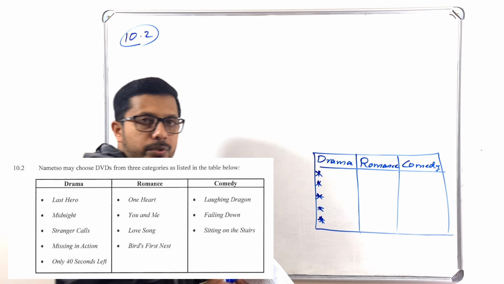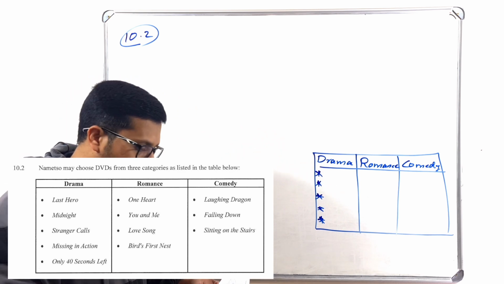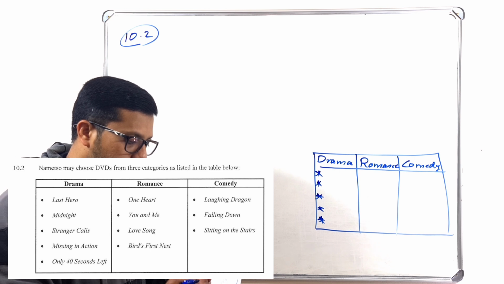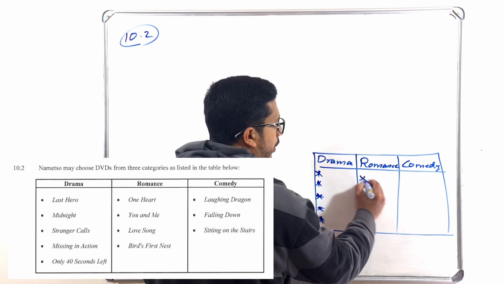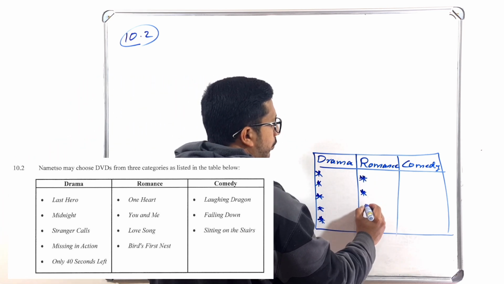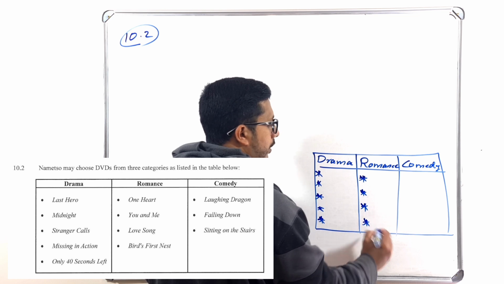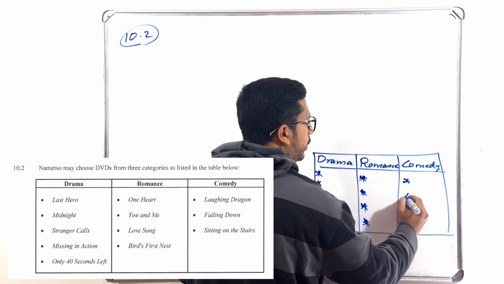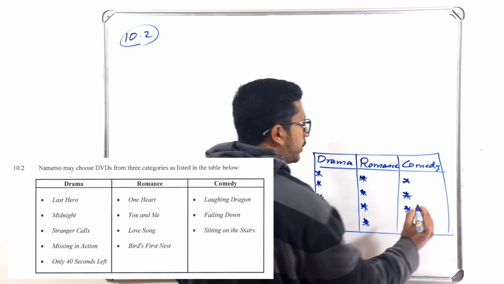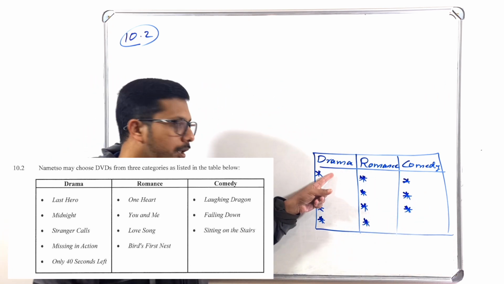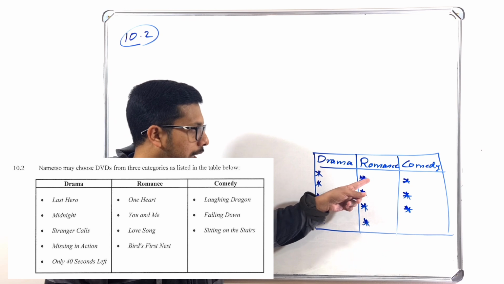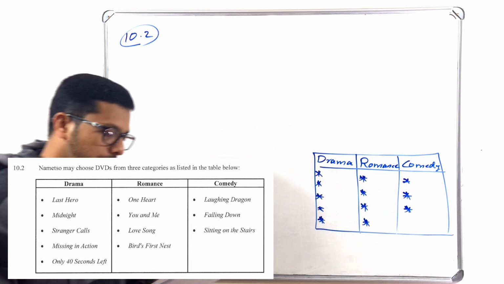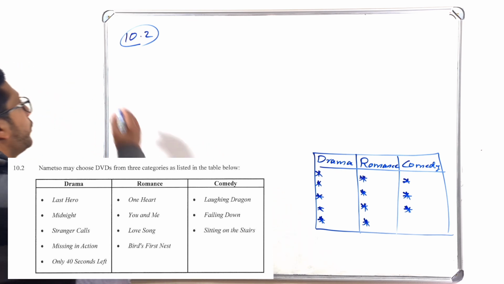You have to look at the question, what are the categories there? Okay. Then under romance, how many categories are there? 1, 2, 3, 4 categories. So under romance, it's 4 different categories. Under comedy, how many categories are there? Only 3 categories. So under drama, 5 categories. Under romance, 4. Under comedy, 3. Okay. Now what is the first question? 10.2.1.